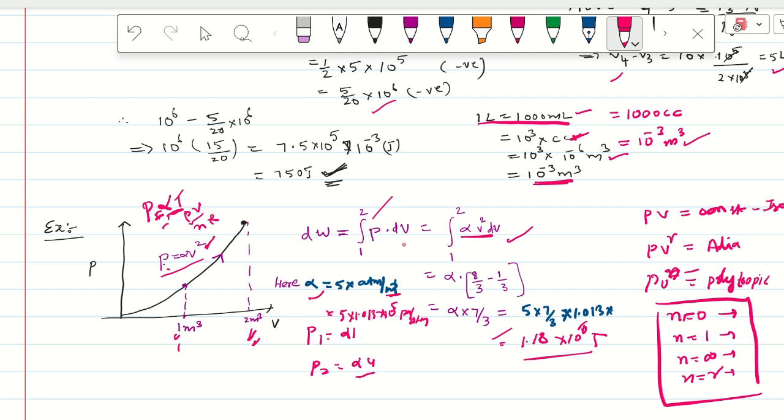So in PdV, I am substituting the T value here: alpha V square into T. So I will write it. Here one more doubt you will get. Here P is equal to alpha T is given, and changing T to PV by nR, so nR and V are there, okay, no problem, dV. But what about the P?